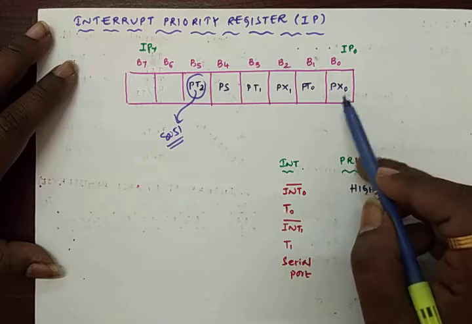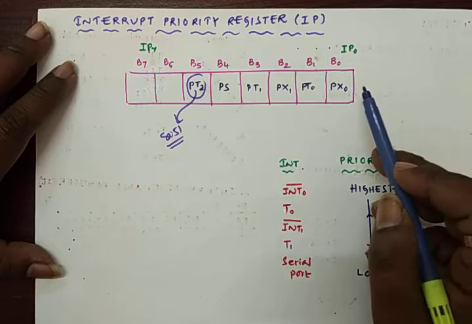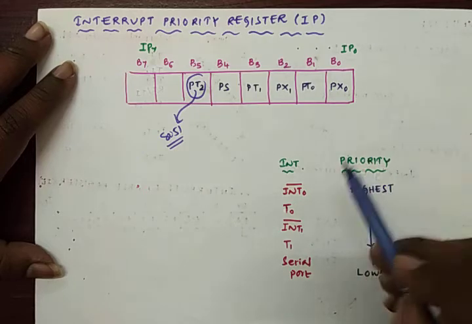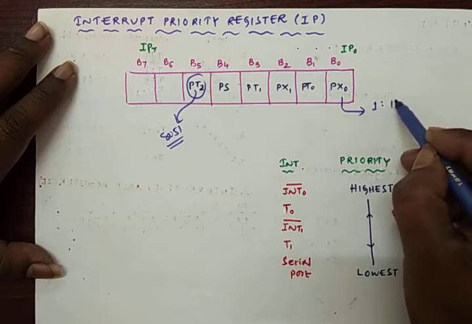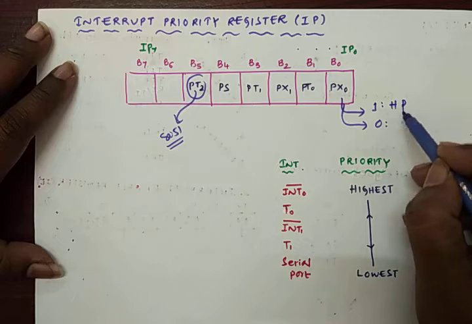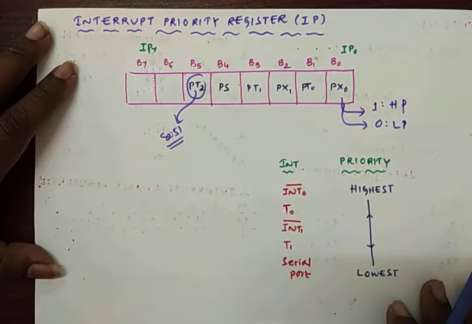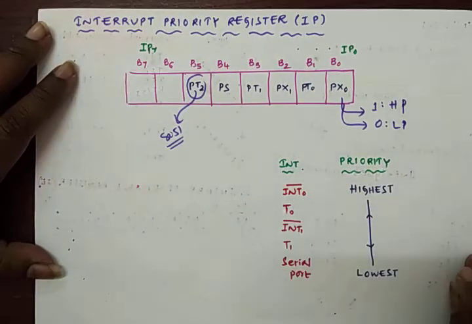It can be set to 1 whenever we need to give higher priority to it, and it will be set to 0 whenever it has lower priority. That means if it is set to 1, it has the higher priority. If it is set to 0, it has the lower priority. And these can be set or reset by the software, by programming.